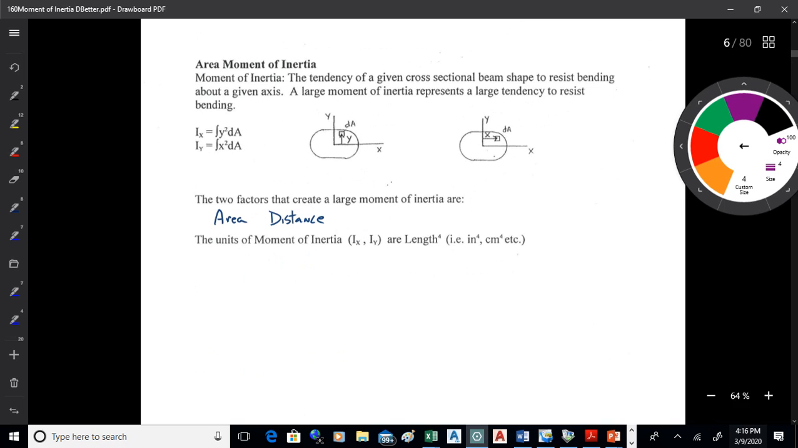The two factors that create a large moment of inertia are area and distance. So not only do you want a big area, you also want to get that area away from the axis you're calculating about. Now the units on moment of inertia are strange. They're length to the 4, so inches to the 4, meters to the 4, things like that. They're rather odd, but this idea is a little bit more abstract than centroid. I could point to an object and say the centroid is here, but with a moment of inertia, it's a little bit more abstract what we're talking about. I think of a moment of inertia as being the cross-section of a beam's resistance to bending. That's how I think about it.